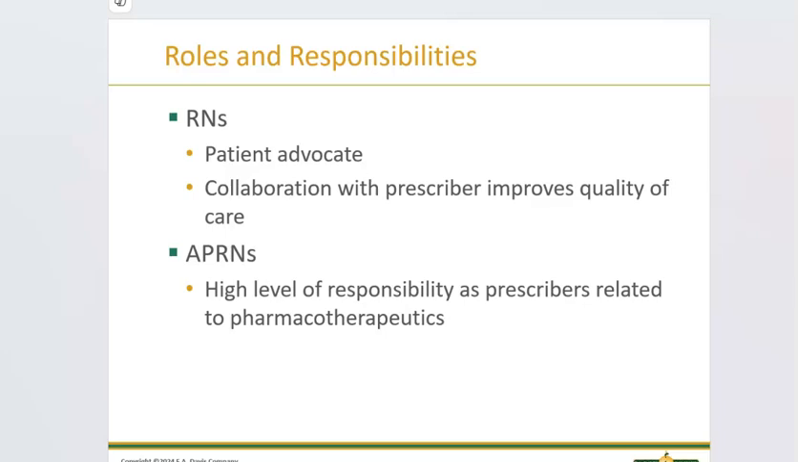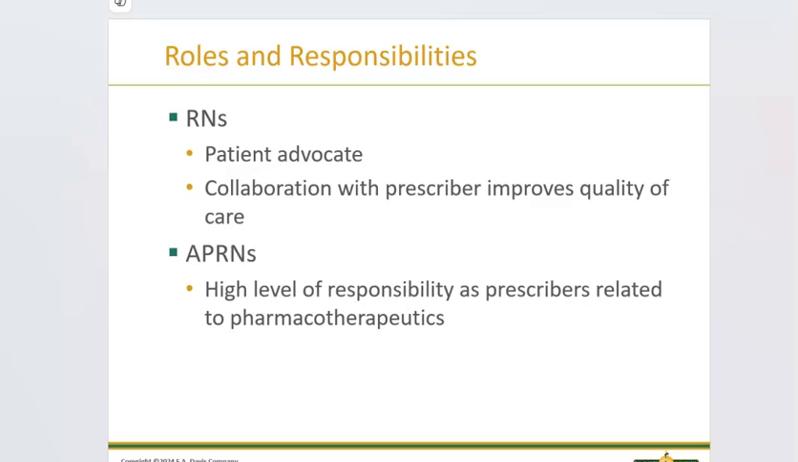As APRNs, though, we now transition into that prescriber role. And so we have a higher level of responsibility related to our ability to use pharmacotherapeutics in making the decisions of what drug we're going to give and why.